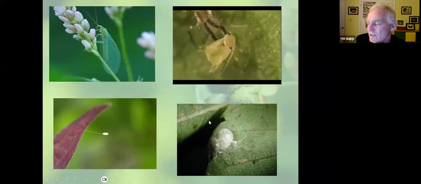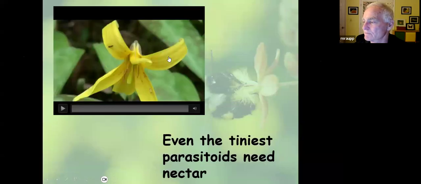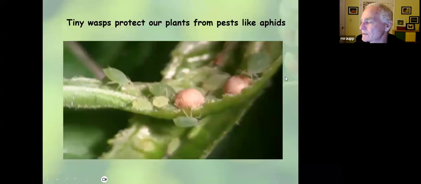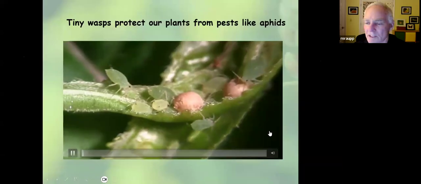But again, to have this ecosystem service I've talked about of biological control, you must have the flowering plants to support your adults.